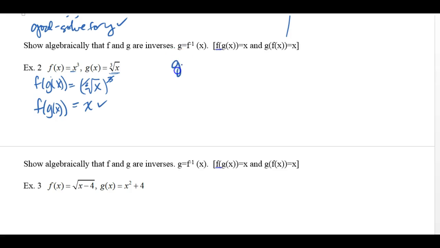Now we reverse this, g of f of x. We're going to take the g function this time, which is the cube root of whatever x is. Well, now I'm going to plug f of x in there, and I get x cubed. Again, if the powers match, they cancel out, and g of f of x is going to equal x. Okay, so we've shown algebraically that they're inverses by getting them both solved for x.